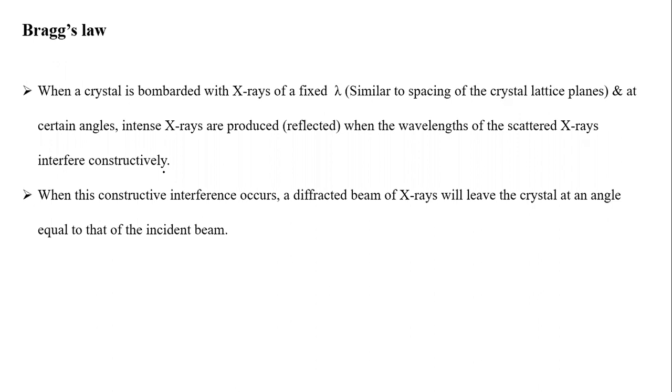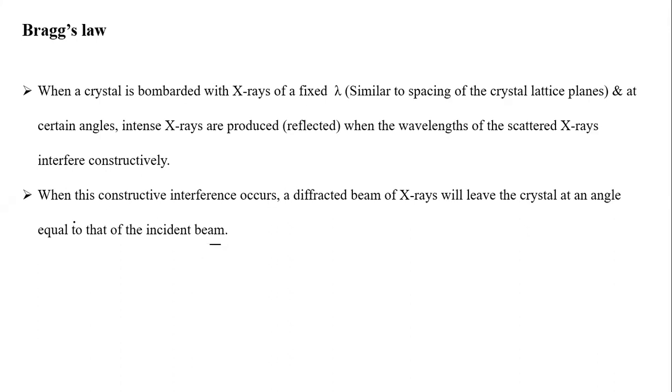Reflected X-rays will be produced when the wavelength of the scattered X-rays matches. At that interference surface, some reflected rays are produced. When constructive interference occurs, the diffracted beam of X-rays will leave at a certain angle equal to the incident beam. I will show the image in the next slide.